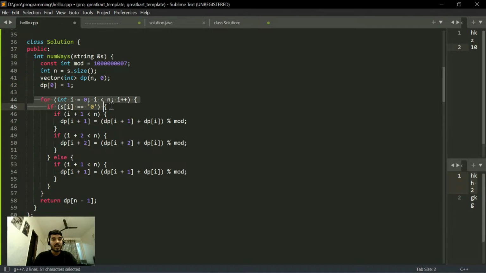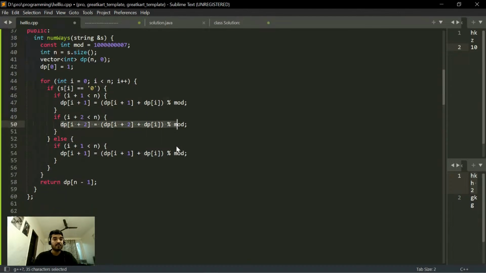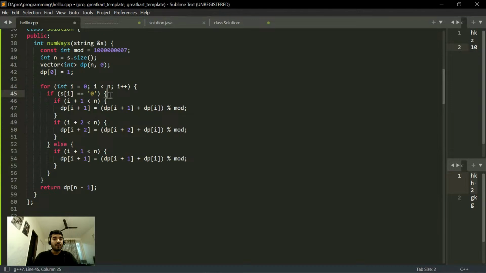Then I iterate over all the characters, and if the ith crocodile is male, then I have two possibilities, i plus 1. So just simply add the value of dp of i in dp of i plus 1 and take a mod. Then similarly the same thing I am doing for i plus 2. And if it was a female crocodile, then only one possibility, from i to i plus 1. So that's why I add the value of dp of i in i plus 1 and then take a mod. Then my answer is simply equal to dp of n minus 1.